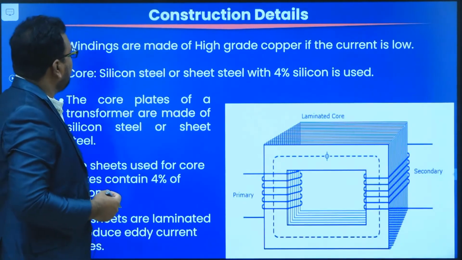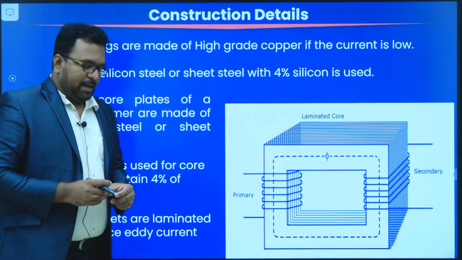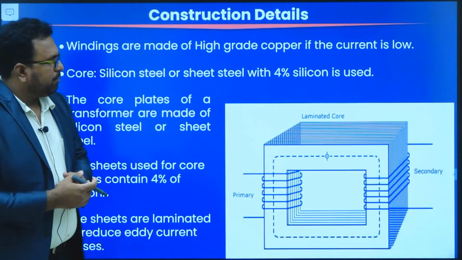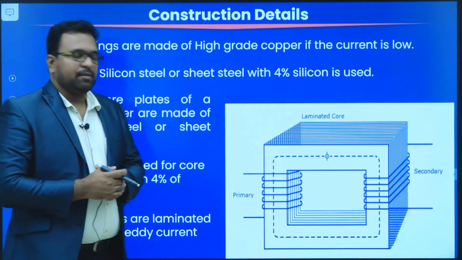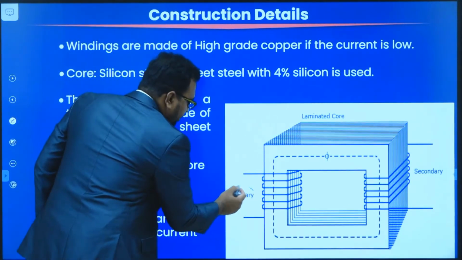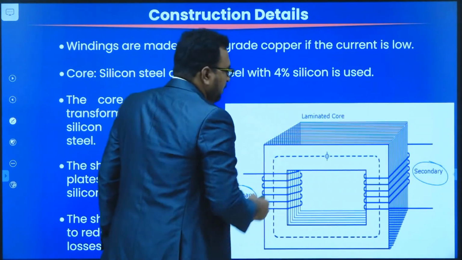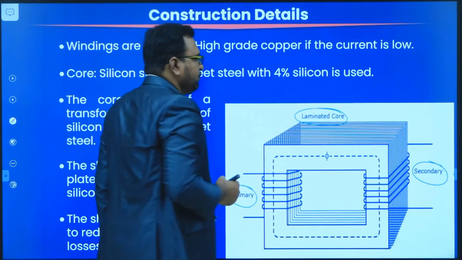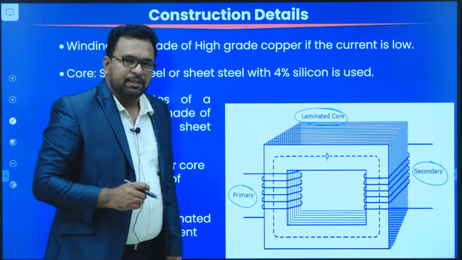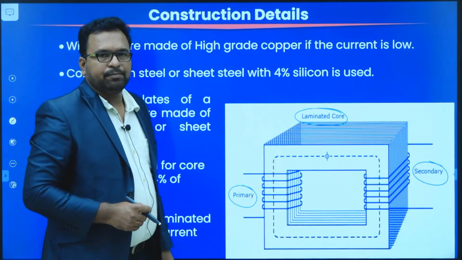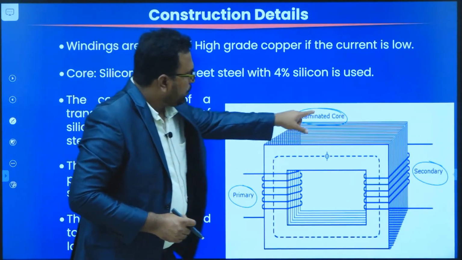Next, constructional details. Let us discuss the constructional details of a transformer. As I told you earlier, there are three main parts of a transformer. What is the first one? The first one is the primary winding. The second one is the secondary winding. And third, the laminated core. So there are three main parts of a transformer: primary winding, secondary winding and magnetic core. And this core is laminated.